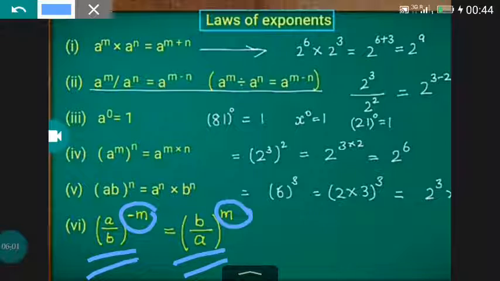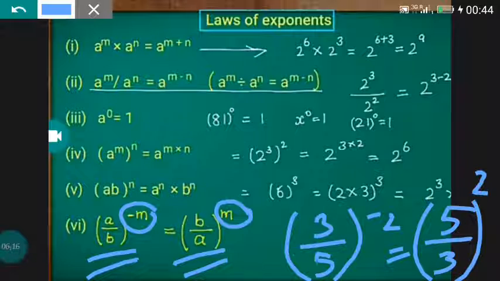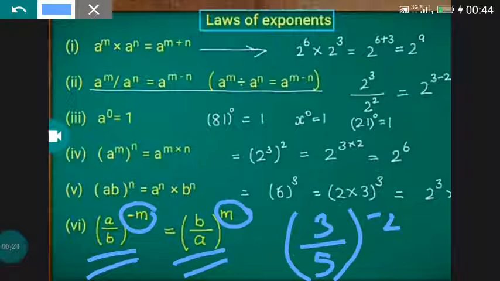Say, for example, I am taking two numbers, 3 upon 5 raised to power minus 2. Can anyone guess what it will be? Take the reciprocal, 5 upon 3, and it will become the whole raised to power 2. So the negative power becomes positive just by taking the reciprocal of whatever is written inside. I am erasing it so that there is no confusion.